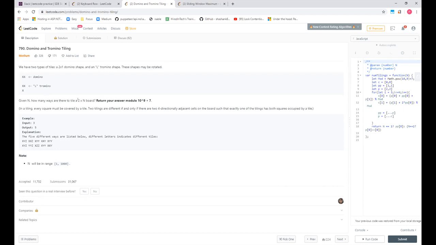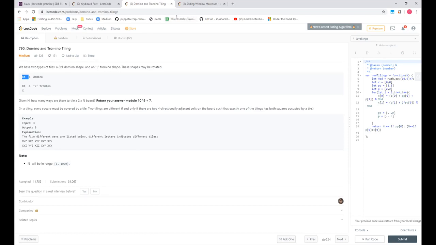Now, the problem is you are given a 2 cross n board, and n can be anything. You have to tell in how many ways you can arrange these dominos and trominos such that the board is always filled. Is the problem clear or should I explain it in a different way?